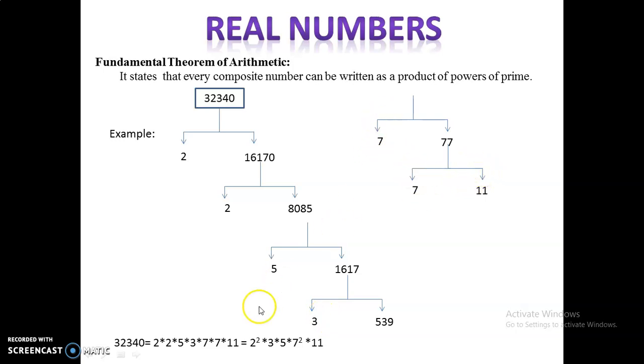Which states that every composite number, and the composite number here is 32340, can be written as a product of powers of primes. So here this 32340 can be written in the form of a product of powers: 2 square, 3, 5, 7 power 2 and 11. So these are primes, and this 32340 is written as a product of primes.